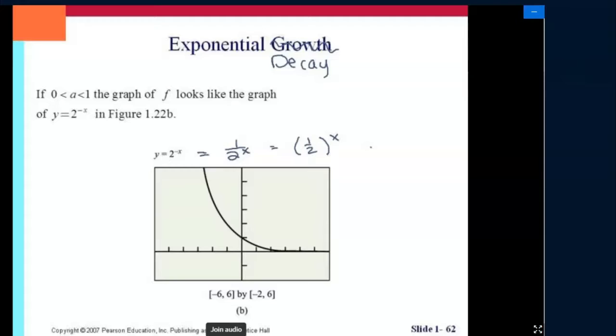Again, if you're putting any key pieces of information in your notes, you would want to make note of the fact that decay is an A value from 0 to 1. The graph will be an inversion of an exponential growth, or as you can see, it goes from something relatively big to relatively small.